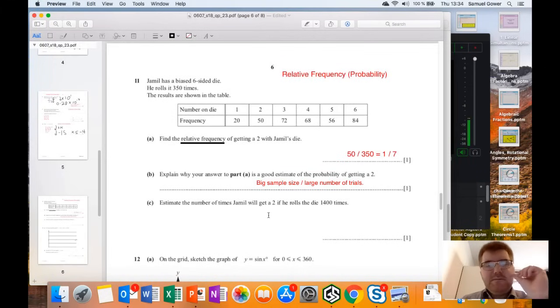Okay, and estimate the number of times Jamil will get a 2 if he rolls the die 1,400 times. The way we do that is we take the relative frequency from part A, so that is 1 divided by 7, and then we multiply by the number of trials we want to do, which is 1,400, which on the surface looks like quite a tricky question, but remember, fractions of amounts, divide by the bottom times by the top, so this is equivalent to 1,400 divided by 7, which comes out very nicely at 200. So you expect it 200 times to roll a 2.